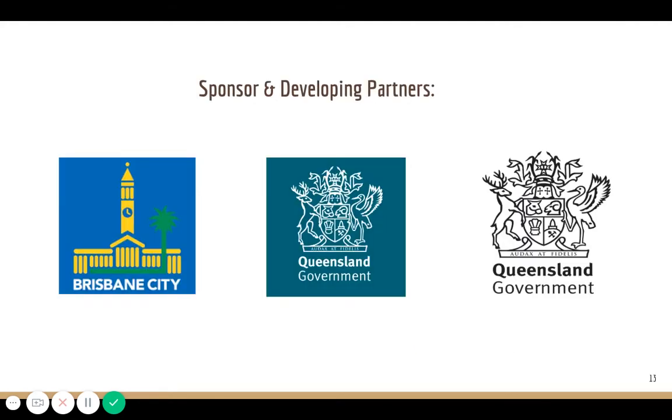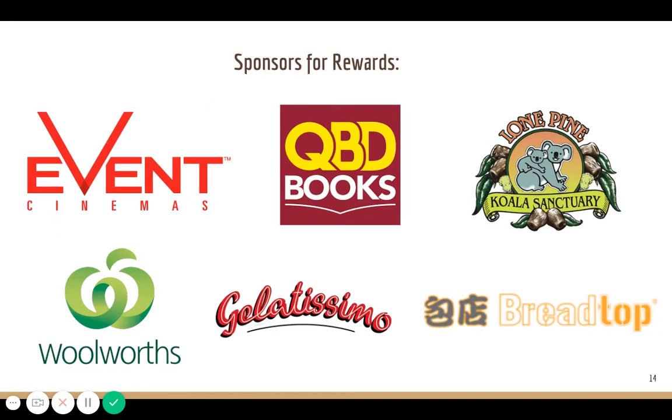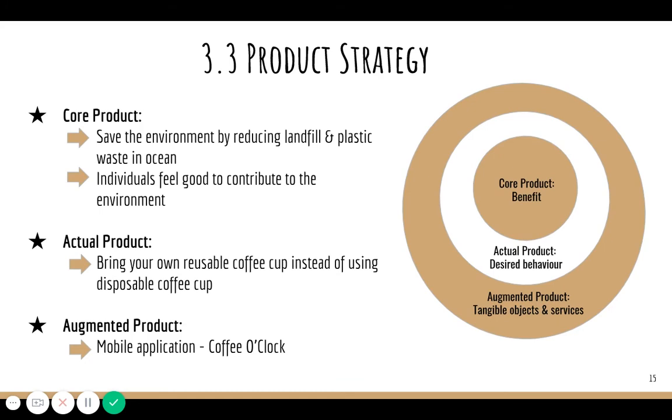For funding, sponsor and developing partners, we have Brisbane City Council, Queensland Environment Department, and Queensland Government. They are the main sponsors and partners who are going to develop the mobile application. Last but not least, we will have some sponsors to sponsor the rewards. They can be any related business owners who would like to give out discount vouchers or free gifts. For example, we have Event Cinemas, Woolworths, bookshop like QPD Books, dessert shop like Gelatissimo, Lone Pine Koala Sanctuary, and bakery like BreadTop.